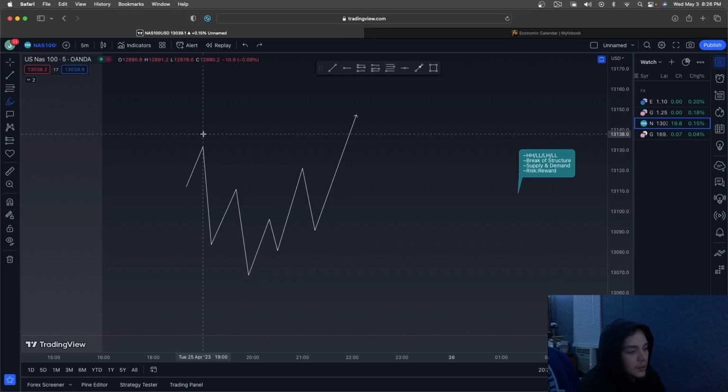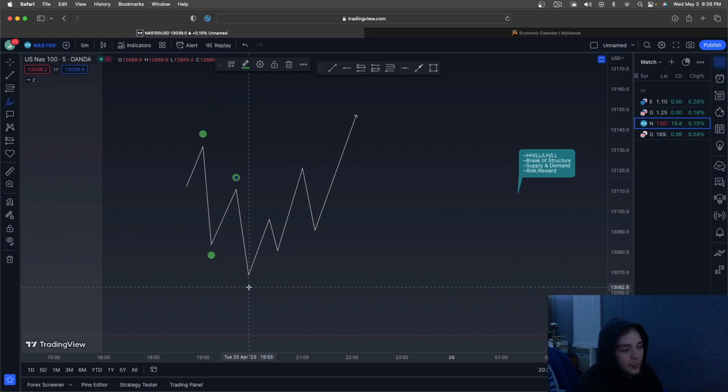So on the start of a trend, this will be a high. This will just be a high. This will be a low. This will be a lower high. This will be a lower low. This will be a lower high. This will be a higher low. This will be a higher high. This would be a higher low. This would be a higher high. If that didn't make sense, just kind of rewind it until you understand.